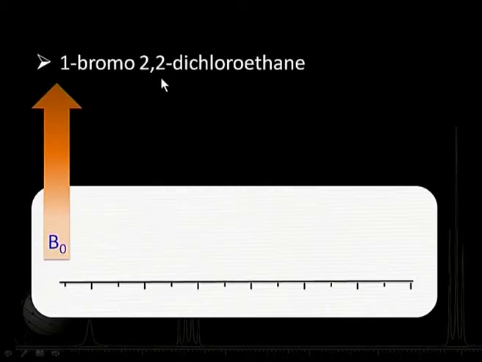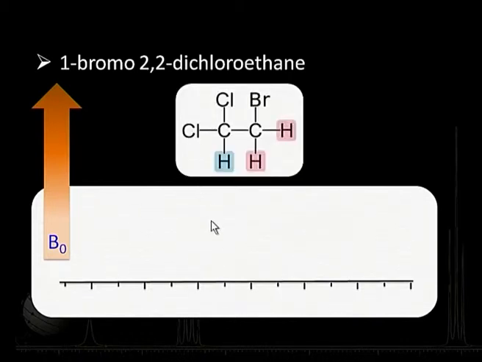Let us take a second case of 1-bromo 2,2-dichloroethane, this molecule here. Now, what do we have? We have almost a similar situation here. We have one proton of a given kind which is attached to a carbon attached to chlorine atoms, and there are two protons which are attached to a carbon attached to a bromine. And here again I would expect that this will give me a signal somewhere here, and this is expected to give me a signal somewhere here.